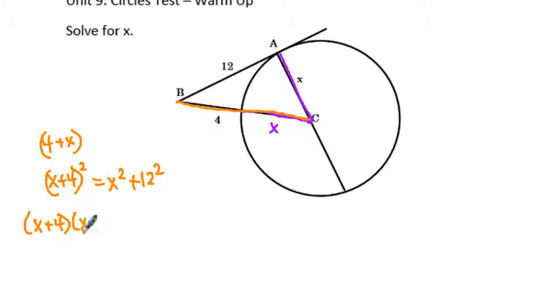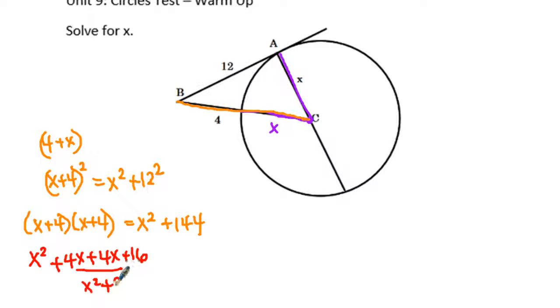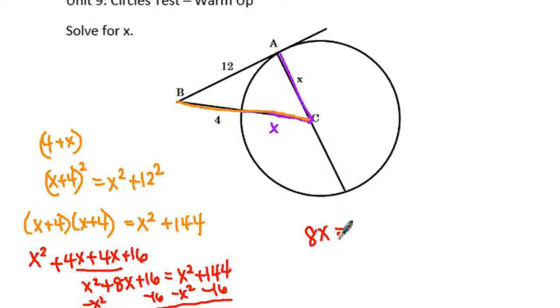Here we need to FOIL them. So the first one is x squared plus 4x plus 4x plus 16. Okay. So this is x squared plus 8x plus 16 equals x squared plus 144. We subtract x squared from both sides. We subtract 16 from both sides. Leaves us with x equals 16.